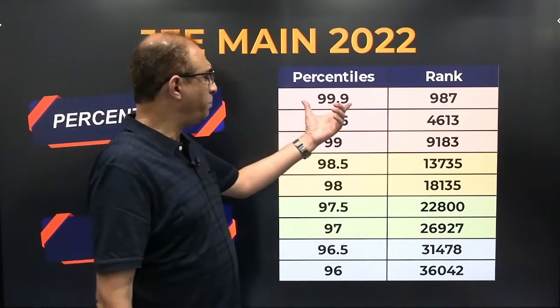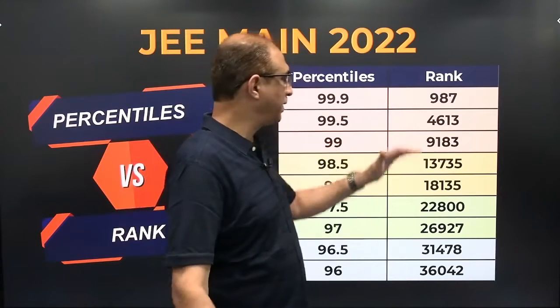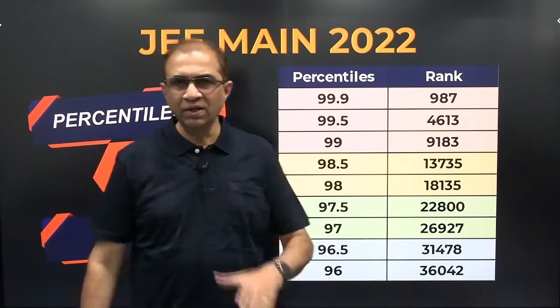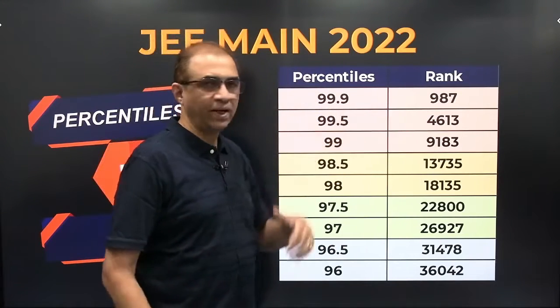So 99.9 percentile would end with something like around 987 rank, somewhere around 900s. It roughly corresponds to what I said earlier, that 1 percentile corresponds to something like around 9,000 ranks. So 0.1 percentile would correspond to something like around 900 odd ranks. So 99.9 dropped at 987.